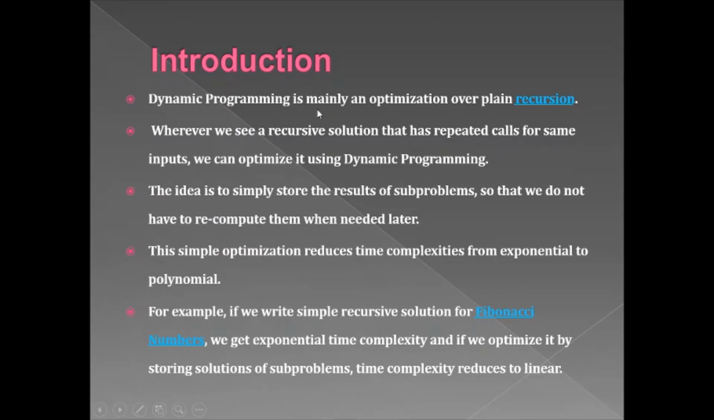Dynamic programming is mainly an optimization over plain recursion. So we know what recursion is. If any function calls itself again and again, it is called recursion. When we need a particular functionality more than one time in our programming, we choose the recursion concept. So how do we make this recursion optimal, meaning more efficient? We are going to follow the method of dynamic programming.